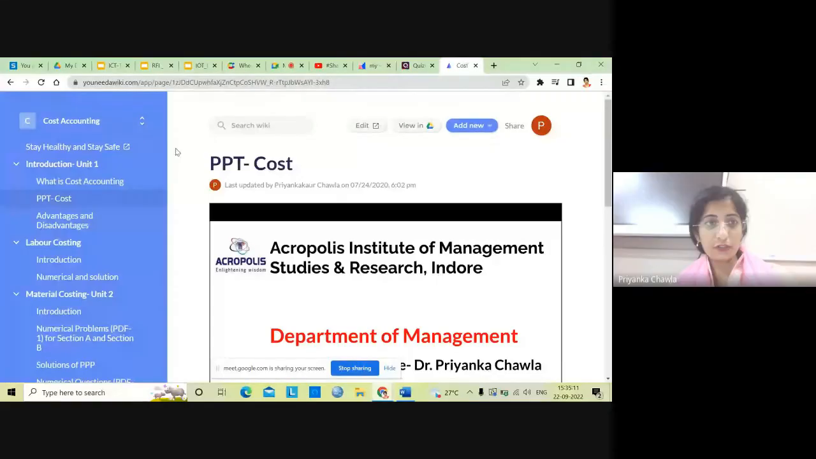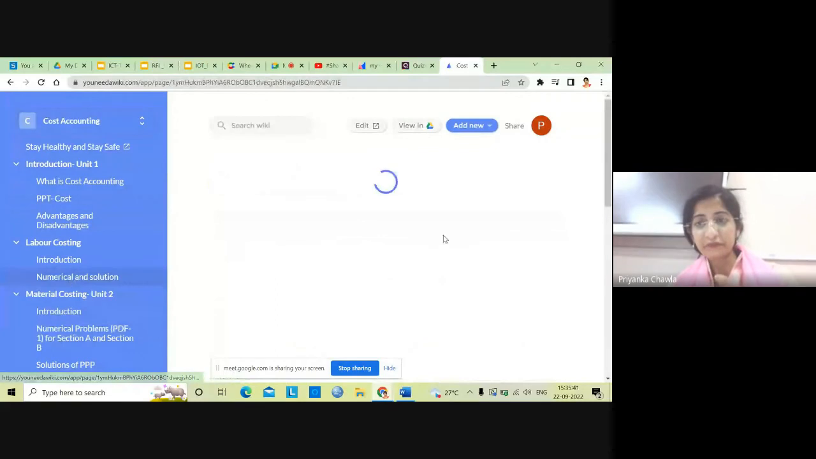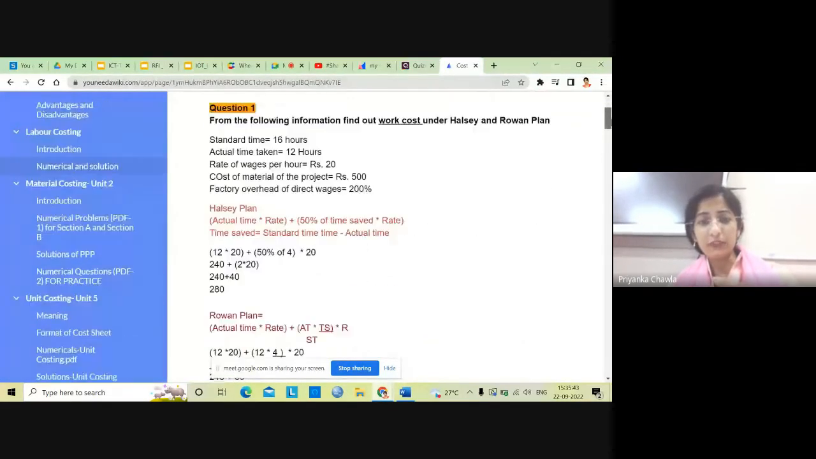This is not with the students. You can prepare notes for the students. And under this, you have n number of sections. Under this section, what can you add? Subsections you have added. This is the second unit, labor costing. Under labor costing, I can add some subsections, introduction, numerical solutions, right? These are some of the things which I can include.